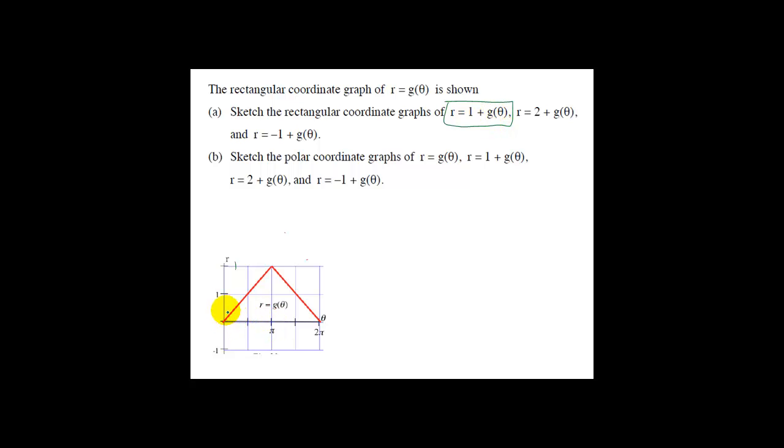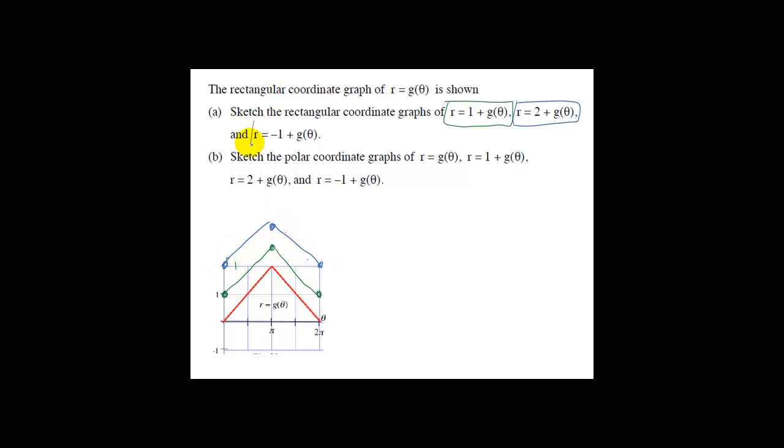So let's go ahead and do that. Let's move this one up 1, and this one up 1, and this one up 1. So it would look like this. And then we could put on r equal 2 plus g of theta, and that would just be shifted up 2. So up 2, up 2, and up 2. So that would look like this.